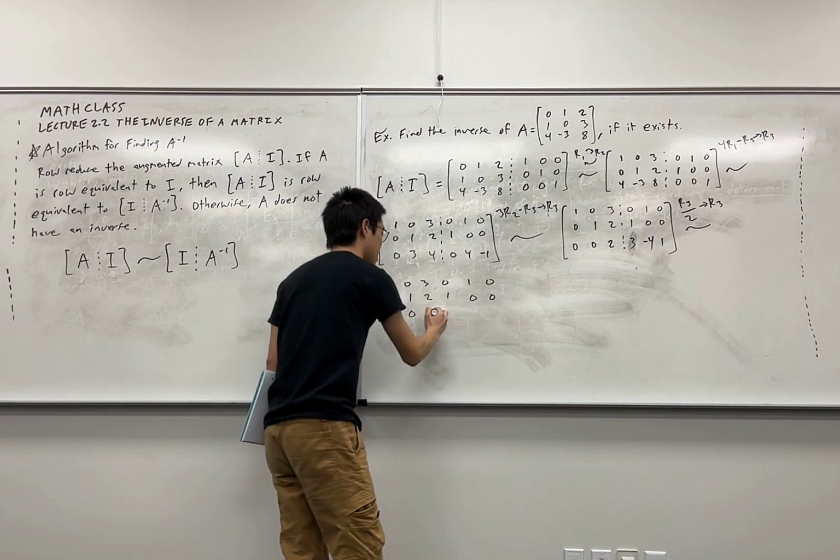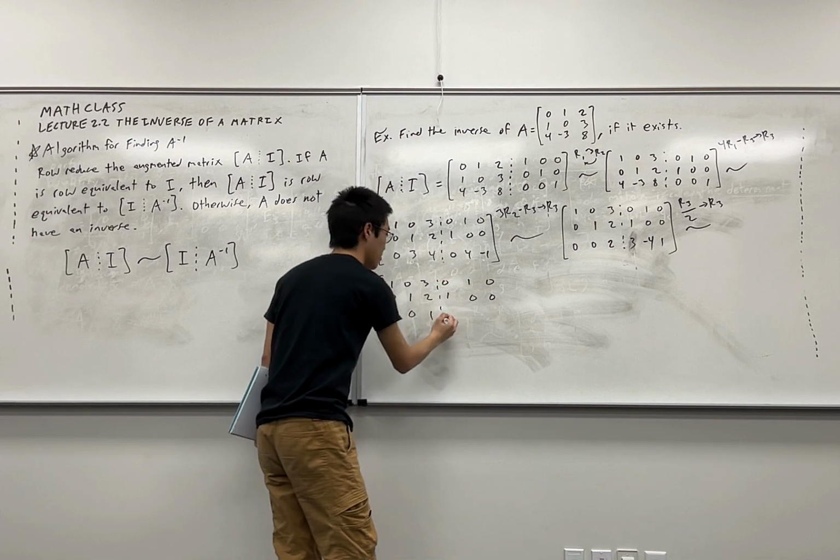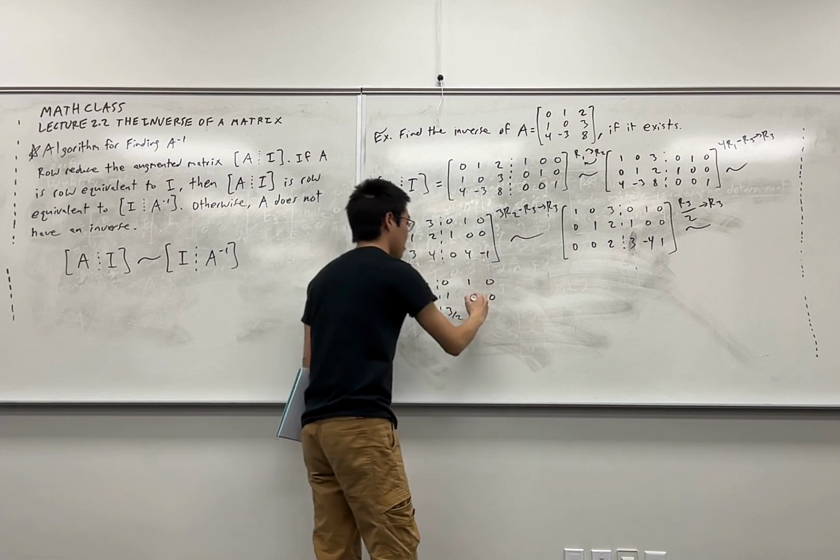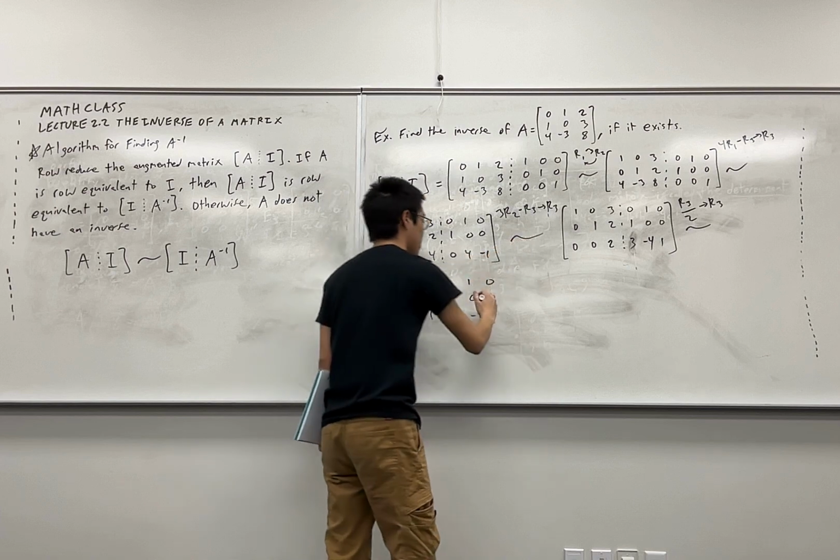Now I've divided this by 2, so now that's 1. 3 divided by 2 is 3 halves. Minus 4 divided by 2 is minus 2. 1 divided by 2 is 1 half.